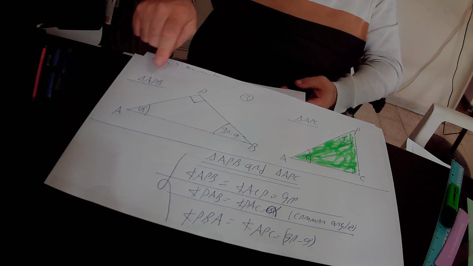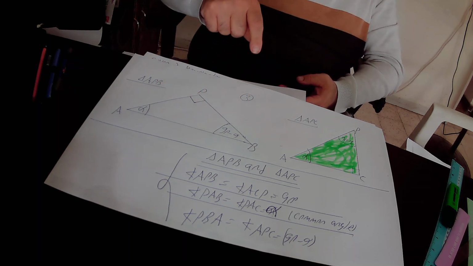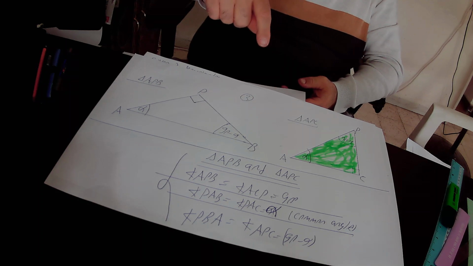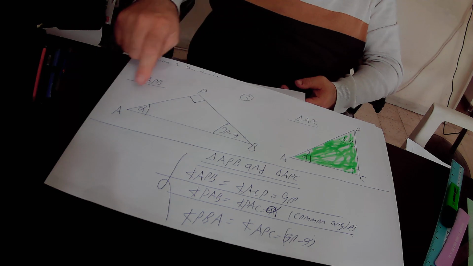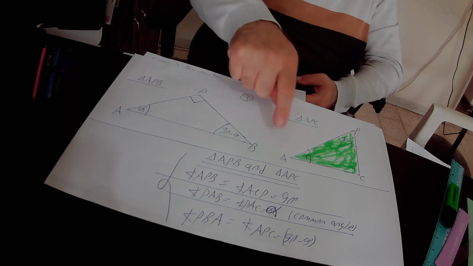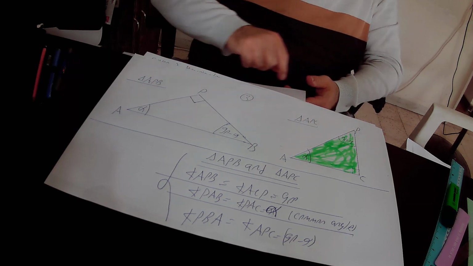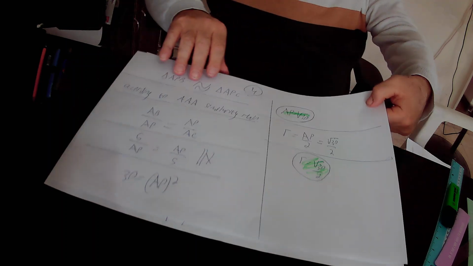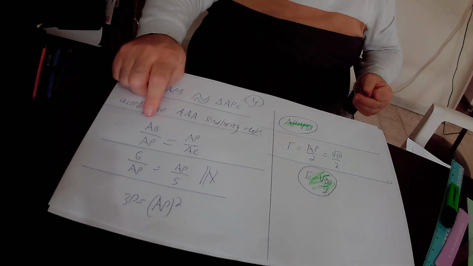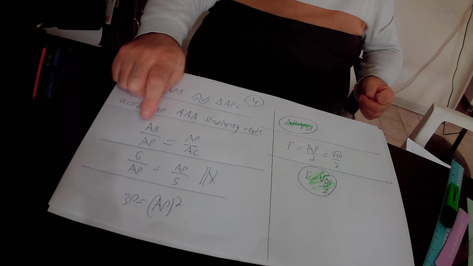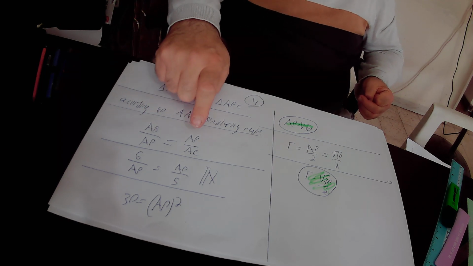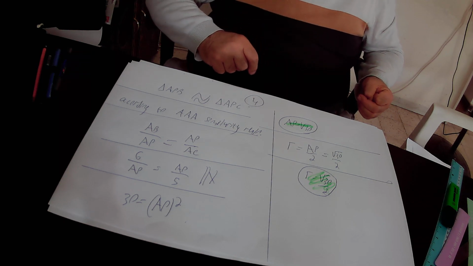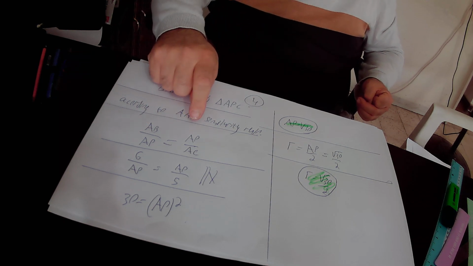We derive that side AB in this right triangle over side AP in this green triangle equals side AP in this right triangle over side AC in this green triangle. Repeat again. We derive that side AB over AP equals AP over AC.